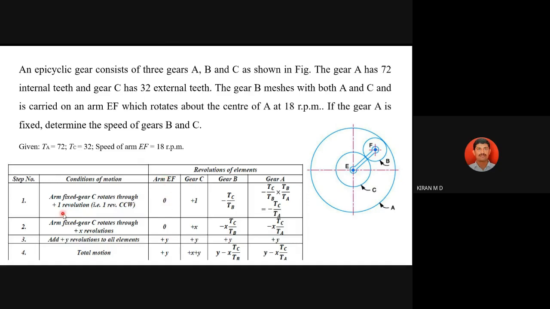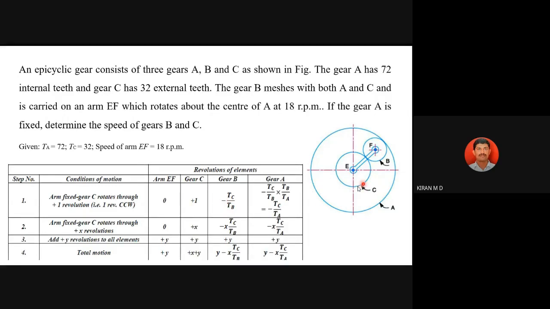So this is the +1 revolution. So gear C is +1 rpm. Then gear B. How are we going to write gear B? If gear C is rotating in counterclockwise direction, then gear B will rotate in clockwise direction, correct? So clockwise direction is negative.